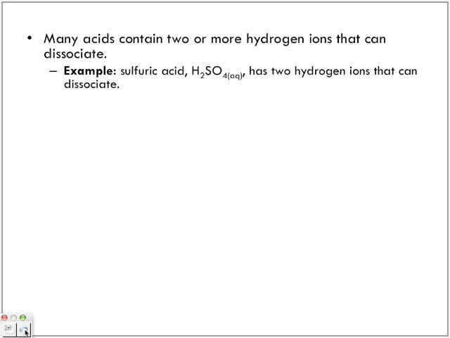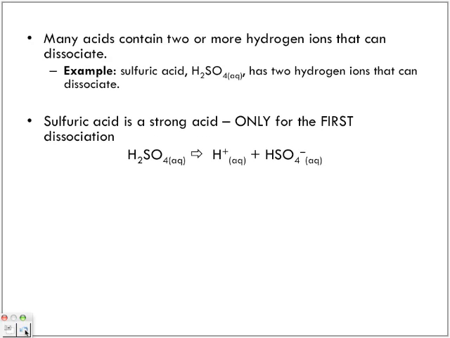Many acids contain 2 or more hydrogen ions that can dissociate. So with sulfuric acid, the H's are ones we can actually give off. H2SO4 is the formula for sulfuric acid, which means it can give off 2 hydrogens, or 2 protons. When it dissociates, the first time it gives off 1 hydrogen proton.